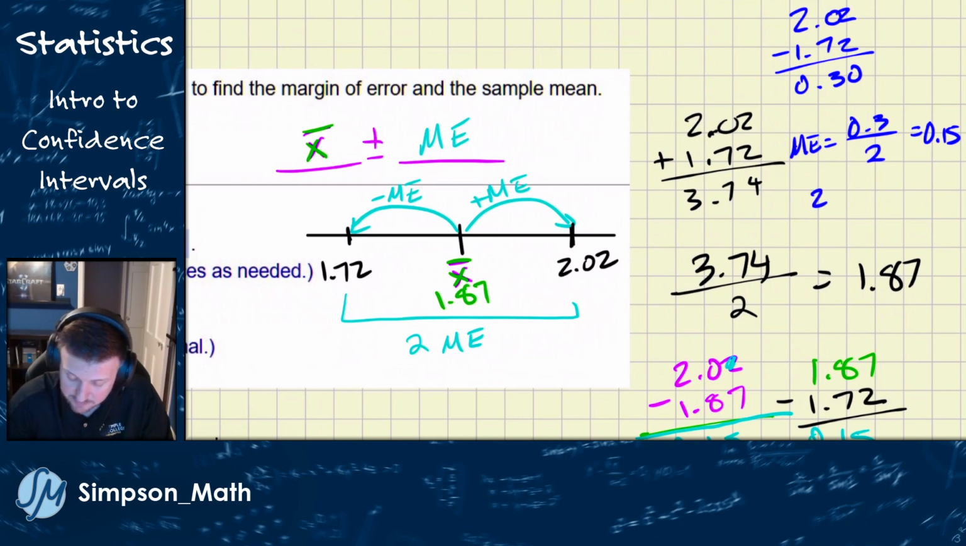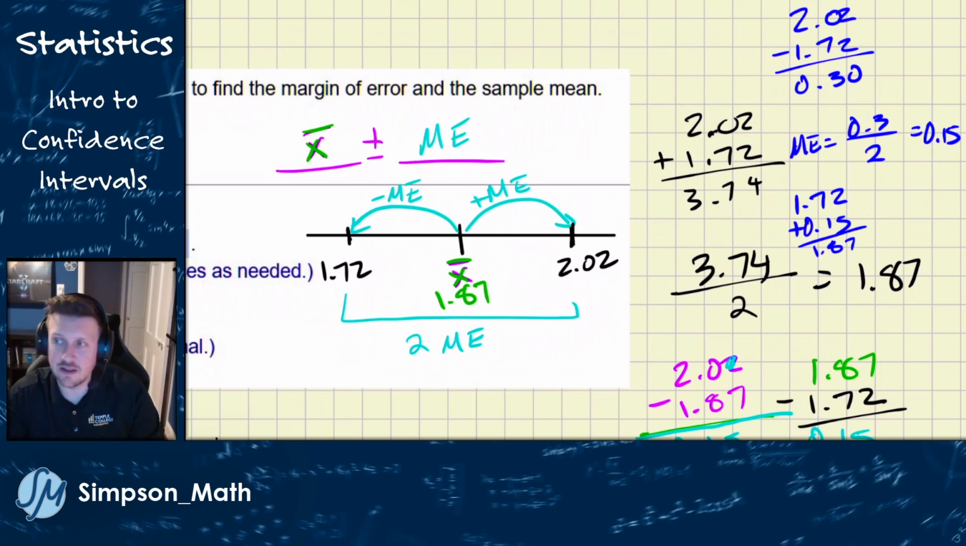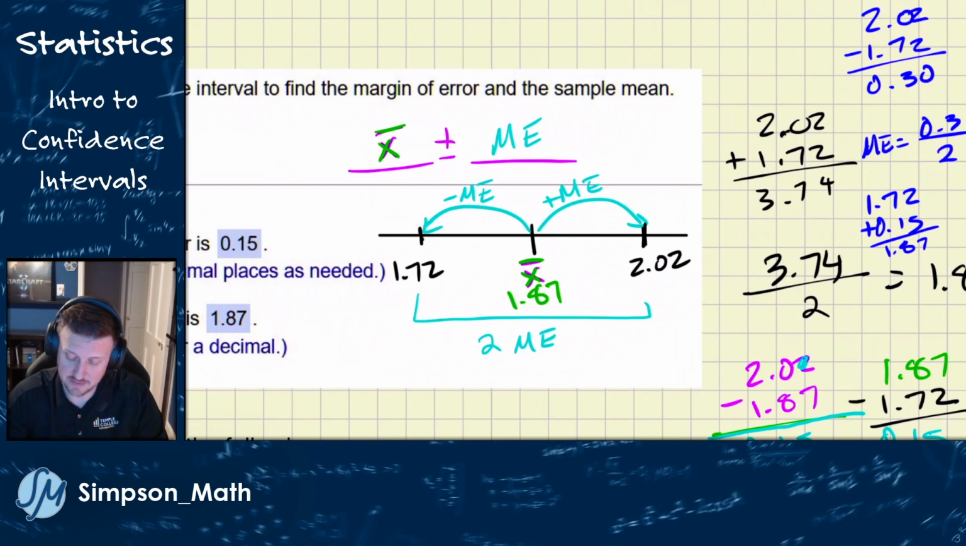Well, then I could just take my lowest number, 1.72, and add 0.15 to it. 1.87. There's my 1.87. So either method works. So the idea is you can use the fact that this interval is 2 margins of error wide, find that total distance, and then cut it in half. There's your margin of error.